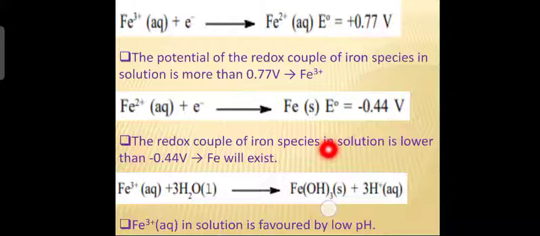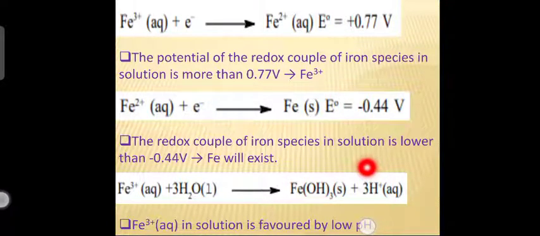The vertical line BE represents the equilibrium between Fe3+ and Fe(OH)3, that is ferric hydroxide. Okay, this is the reaction: Fe3+ aqueous reacts with water in the liquid form to give ferric hydroxide solid form and 3H+. Now, this reaction involves H+ ions, you can see here. Hence it is pH dependent.